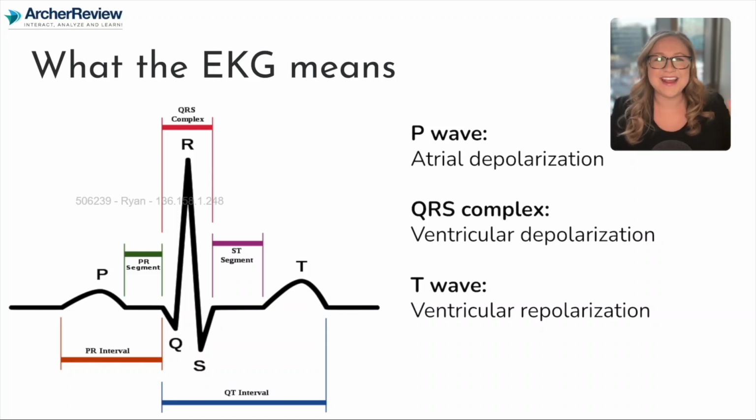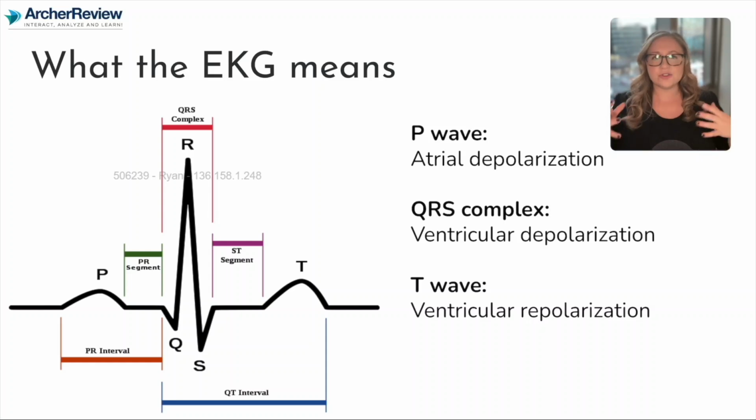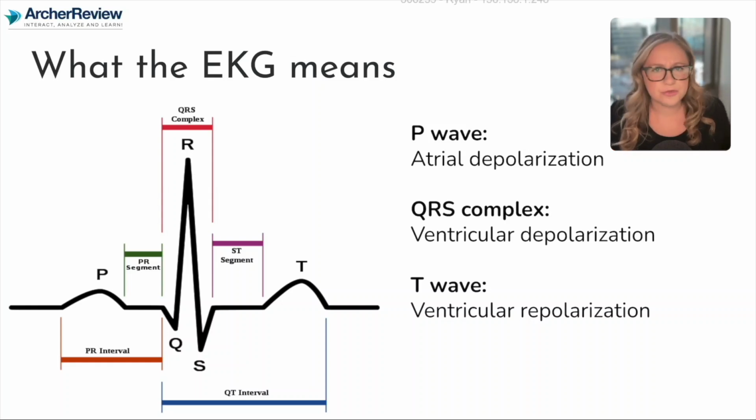Lastly, we see a T wave. T wave represents ventricular repolarization. Repolarization is when the ventricles get ready to contract again. They reset. Now, you're probably asking right now, well, Morgan, what happens when the atria repolarize? Or do they repolarize? We don't see a wave for that. Well, we do know that the atria repolarize, but we can't see it on our EKG. That's just because the big QRS complex from the ventricles actually covers it up.